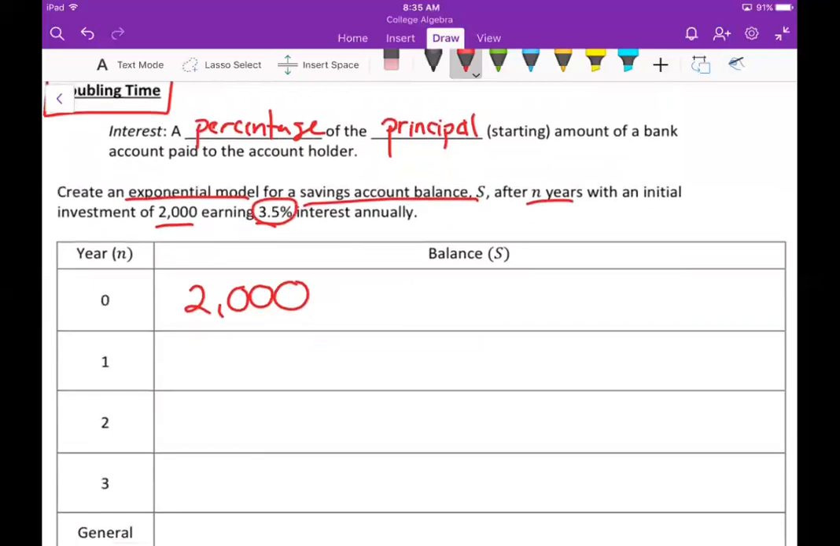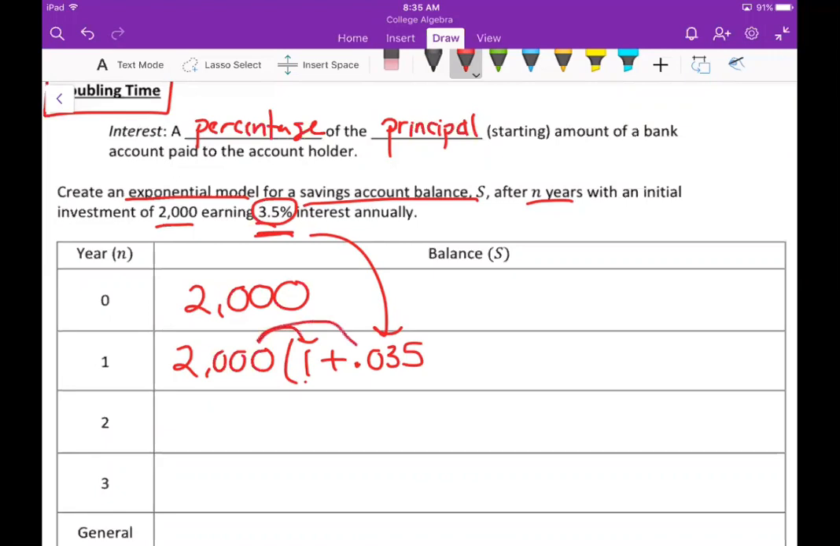After 1 year, the way we calculate interest is to take that $2,000 and multiply it by the interest rate to figure out how much interest we earn. But one kind of trick here is to multiply by 1 plus the interest rate. And remember, with percents, you always multiply by the percent in decimal form. So 3.5% is 0.035, okay? And we put that 1 in there so that we keep the $2,000 and then add in 3.5% of $2,000.